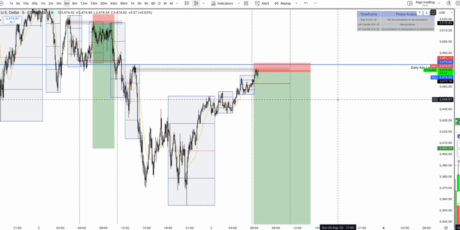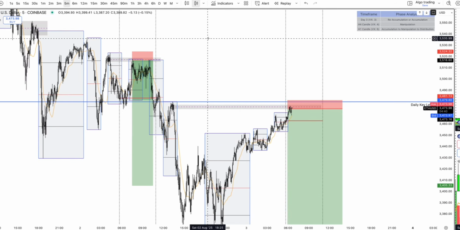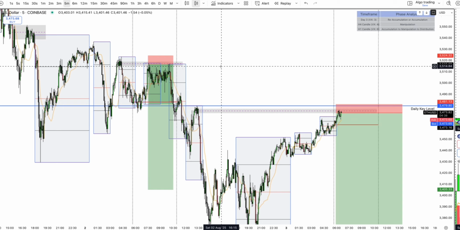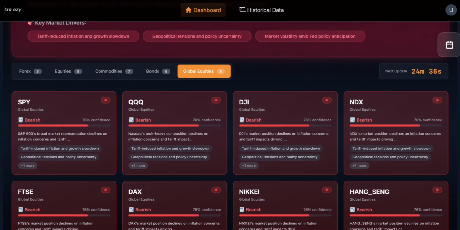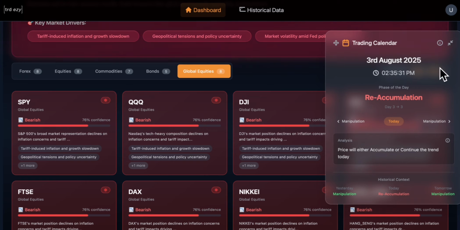Now consider this. Yesterday, how was I so confident that this is going to have a large range expansion? Because if you are a TradeEasy beta tester, you have access to this here, right?